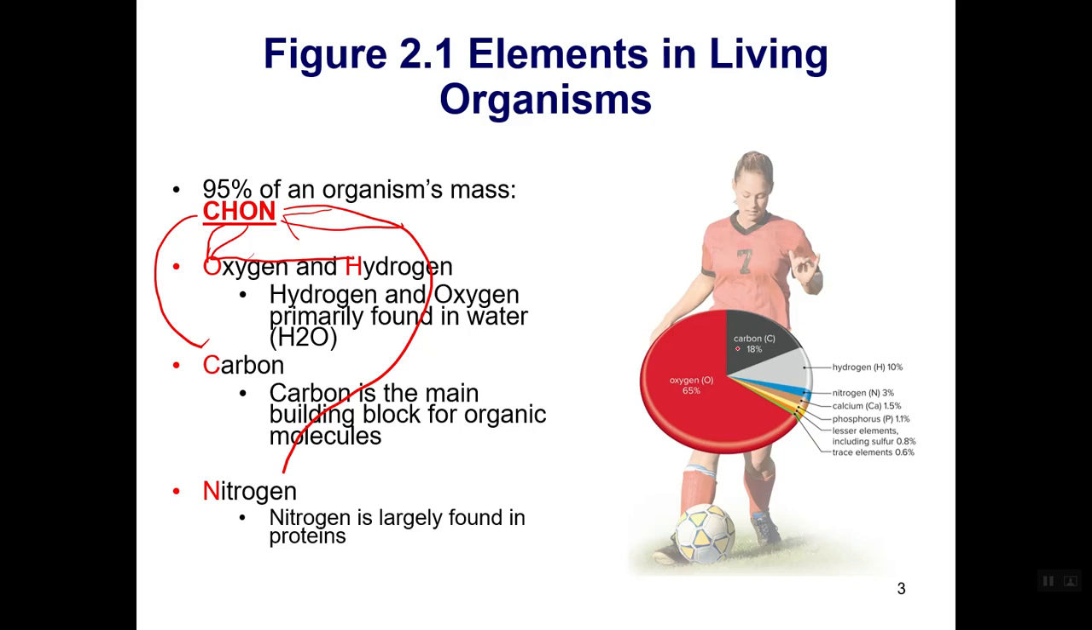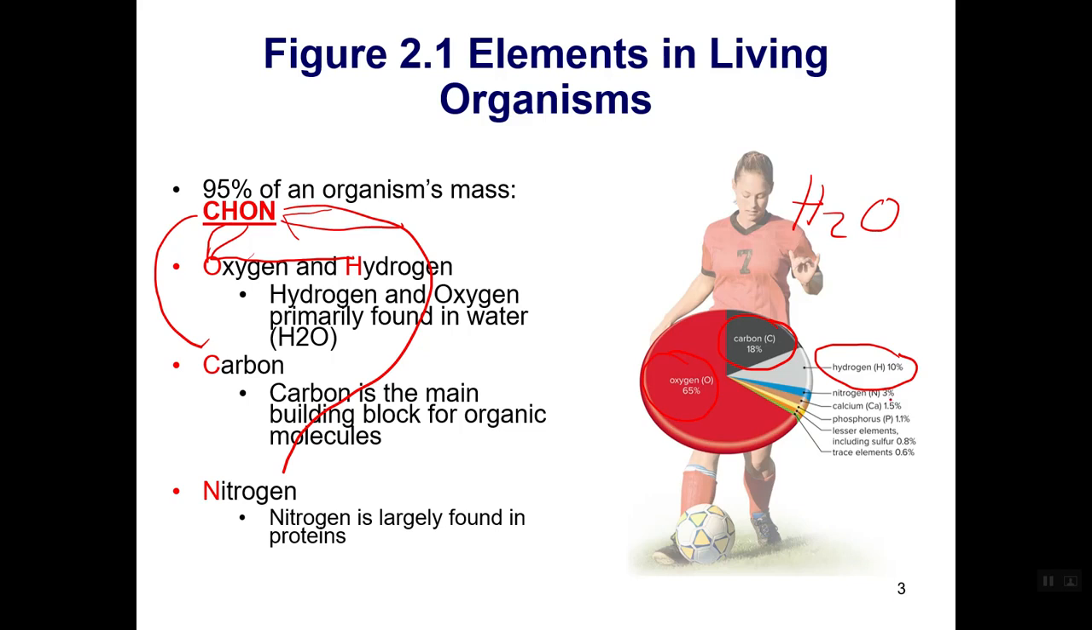So if you look at this image over here, this shows you a pie chart of some of the various elements that are found within our bodies and their respective percentages. So you can see oxygen here, we're 65% oxygen. Again, most of that's in water. We're 18% carbon. And we are 10% hydrogen. Again, most of that's going to be in water, because what is water but H2O? It's two hydrogen atoms and an oxygen atom bound together.